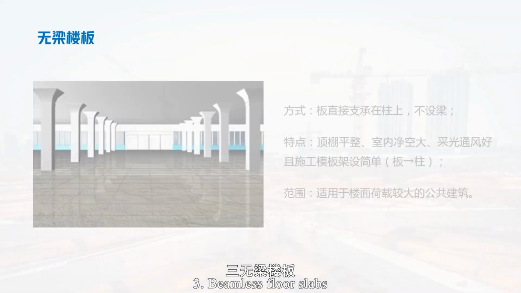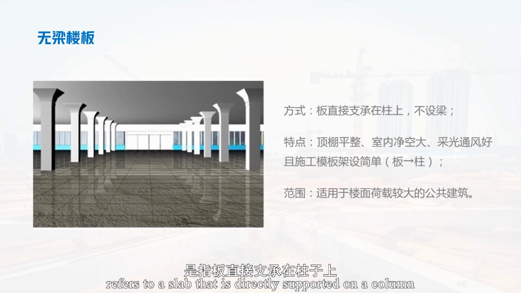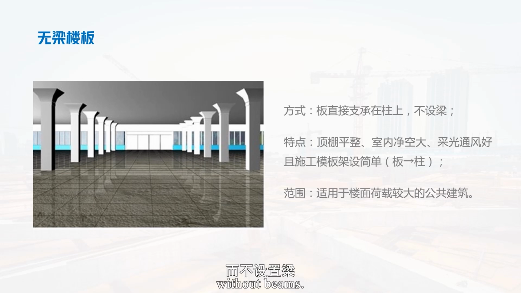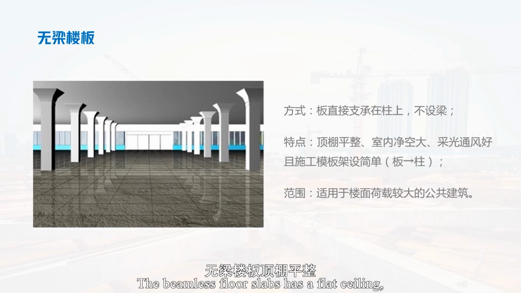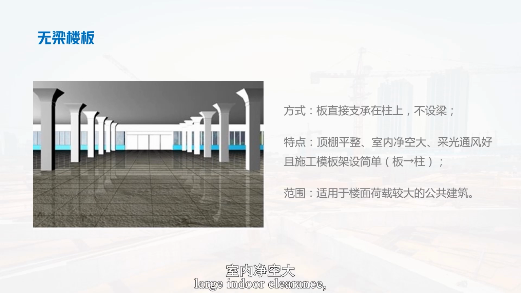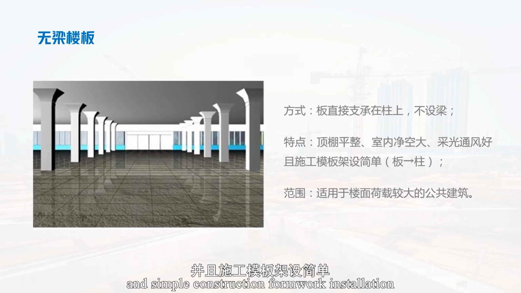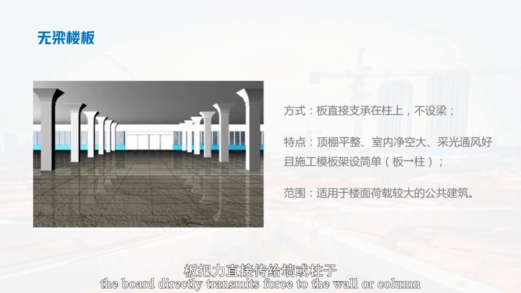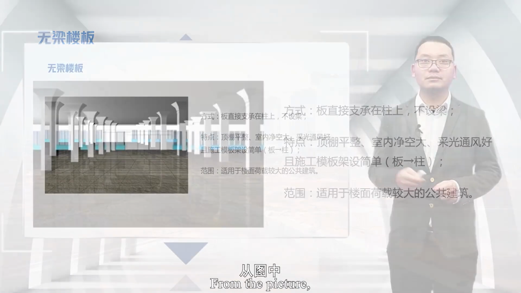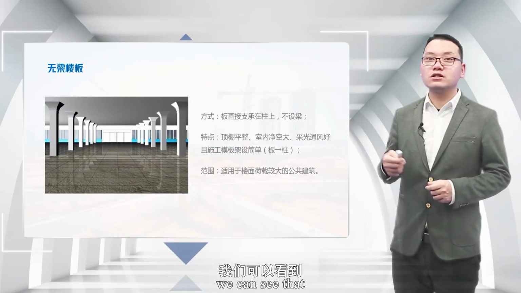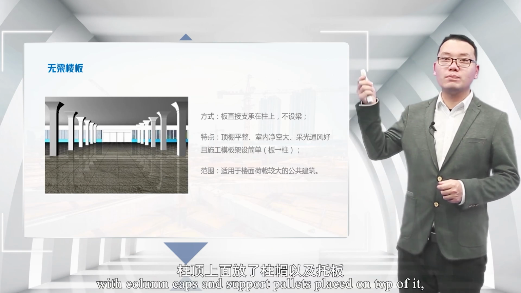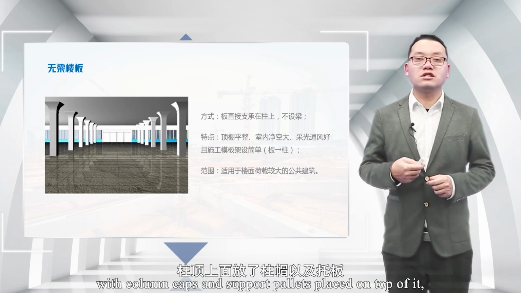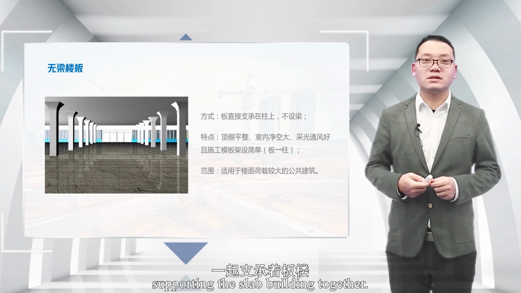Third, beamless floor slabs. A beamless floor slab refers to a slab that is directly supported on a column, without beams. The beamless floor slab has a flat ceiling, large indoor clearance, good lighting and ventilation, and simple construction formwork installation. Its transmission characteristics: the slab directly transmits force to the wall or column. From the picture, we can see that this is a column, with column caps and support pallets placed on top of it, supporting the slab building together.